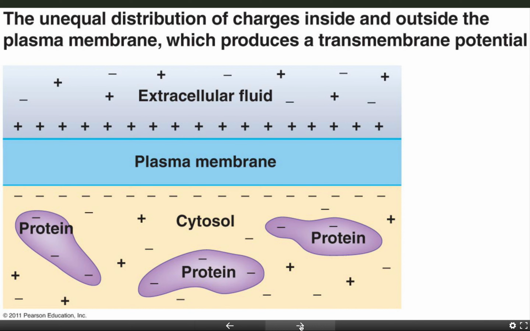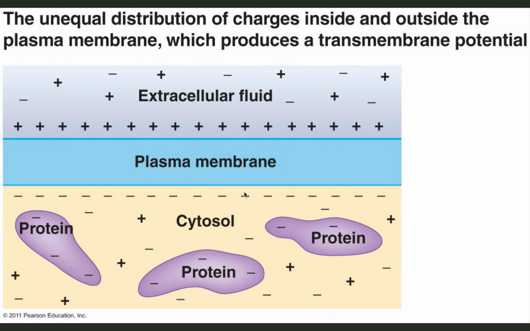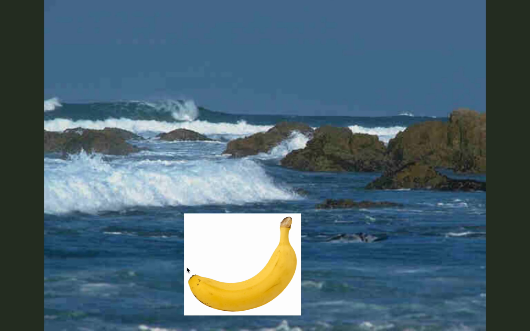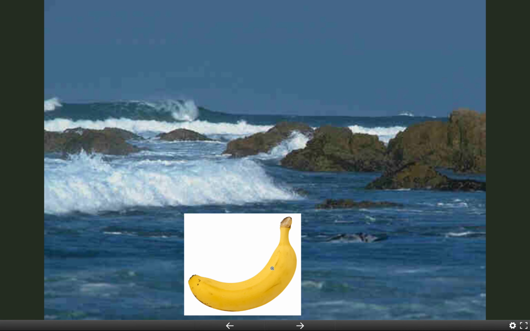We have what's called the transmembrane potential, which is the difference in charge across the cell membrane. Here's inside of the cell, here's the plasma membrane, here's outside of it. It's negative inside. This is due to differences in ionic concentrations and negatively charged proteins inside the cell. Cells are like bananas in salt. They have high sodium outside. Salt is sodium chloride, so there's lots of sodium in this water. And bananas have high potassium, so there's lots of potassium inside the cell.